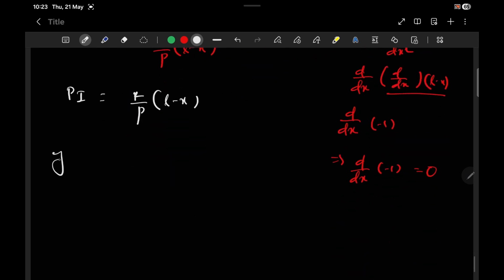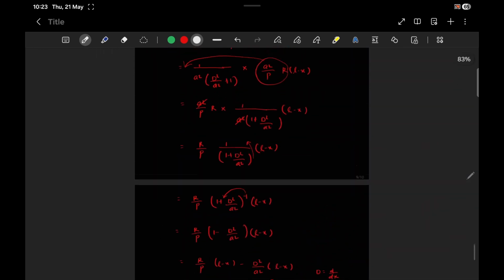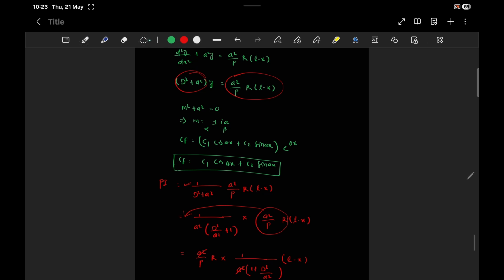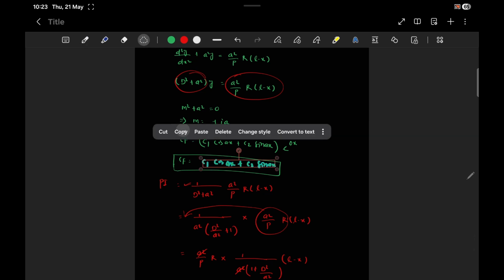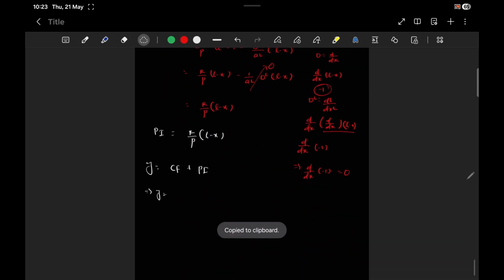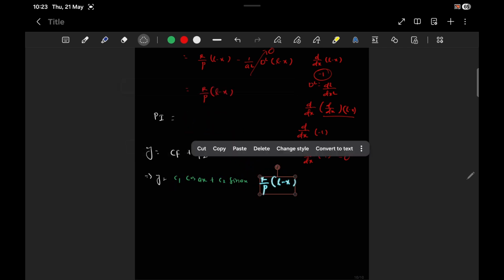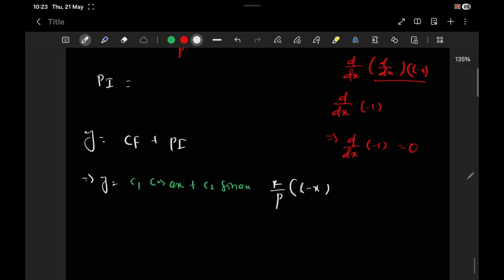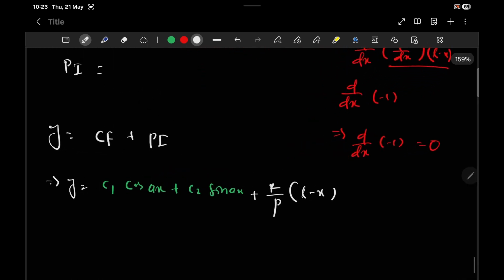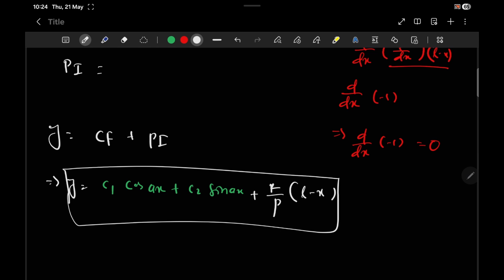And our final answer will be the CF plus PI, that is y is equal to this. This is the final answer.